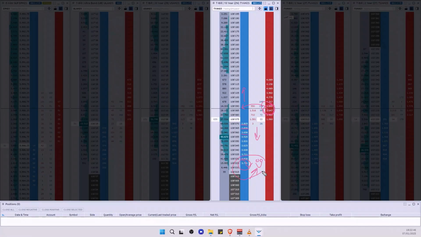And by the way, this guy who bought here is now obviously playing both sides of the market, right? He had bought here and is selling here.